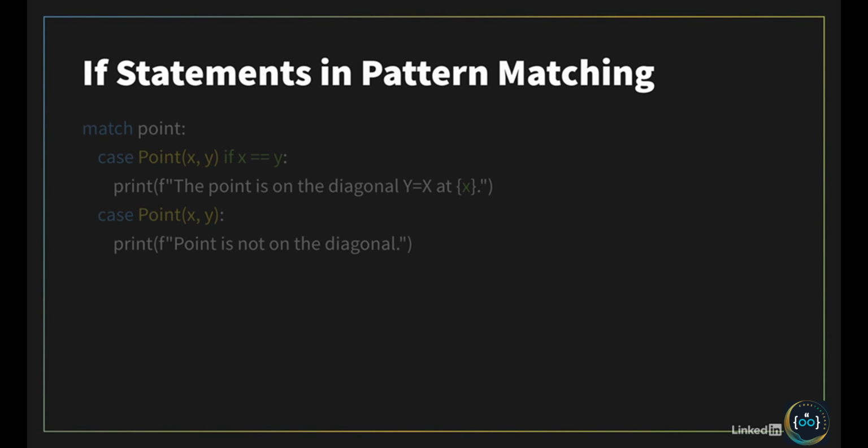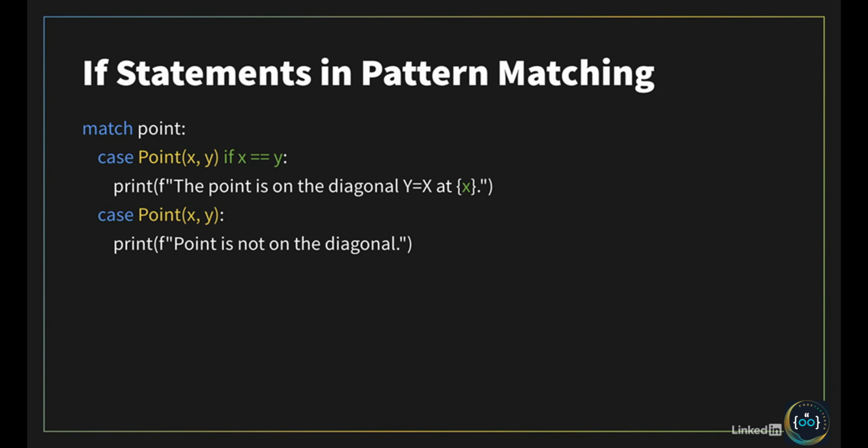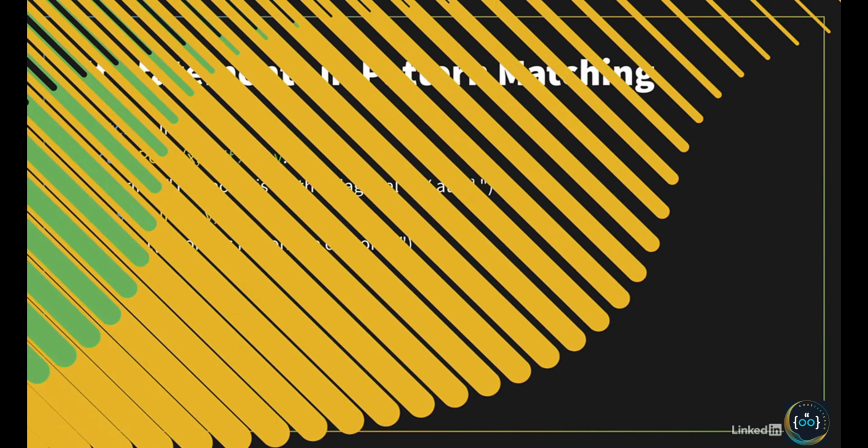You can also add if statements to pattern matching, which increases the flexibility and complexity of the feature. Similar to the previous video, this is known as a guard pattern. If the guard is false, match goes on to try the next case block. I think this will be very useful for any game developers who are setting out to make adventures with Python 3.10. I'm thinking of having a go myself.